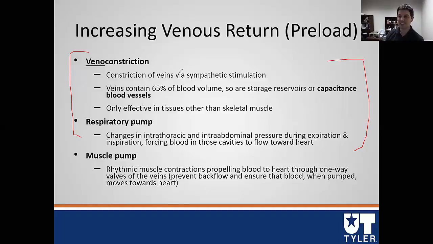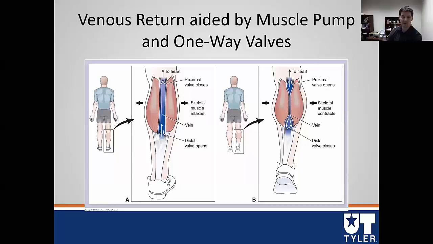The third mechanism is the primary way that we get a lot of blood flow back as far as exercise is concerned, and that's what's known as the muscle pump. This is the same idea that we have this going from high pressure to low pressure. We have rhythmic muscle contractions that propel blood to the heart through one-way veins. So let's look at them.